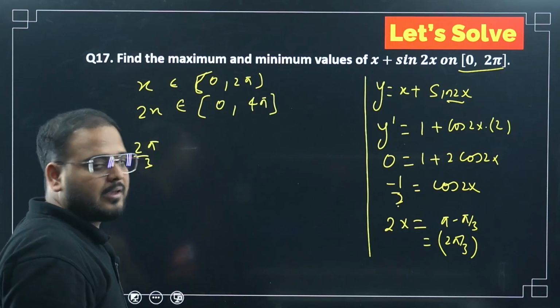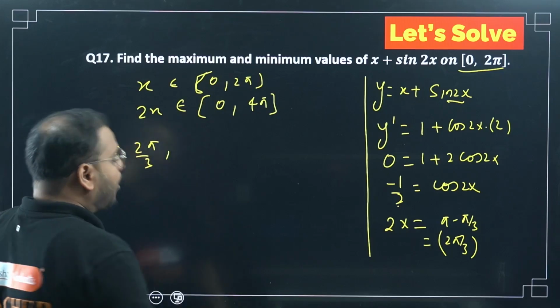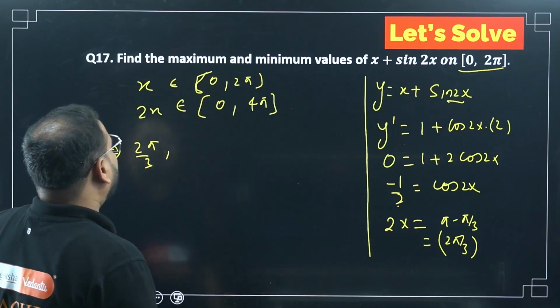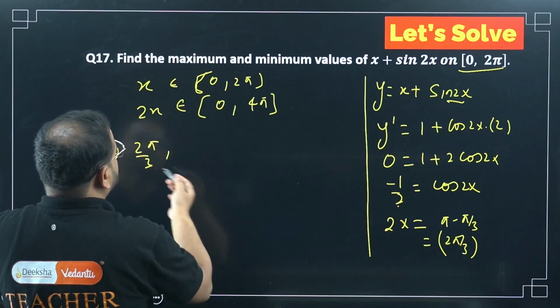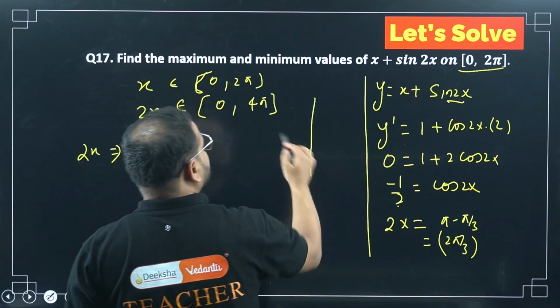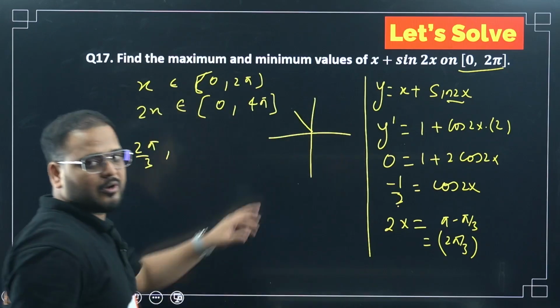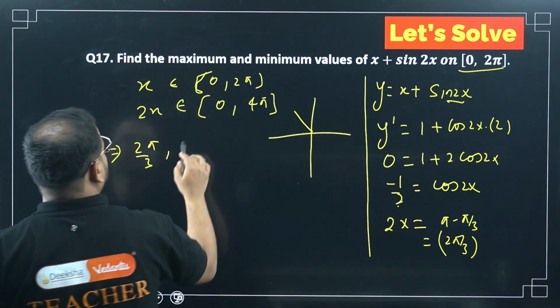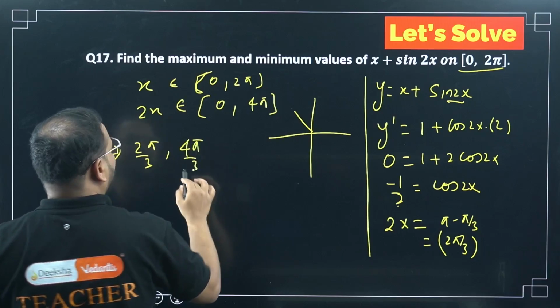2 pi by 3. Or what else can it be? The next one will be in the second quadrant, right? So next one will be what? When is cos negative? Please check here. Cos is negative in the second quadrant and third quadrant. So what am I going to do? Pi plus pi by 3, how much is that? 4 pi by 3. Are you able to understand this?